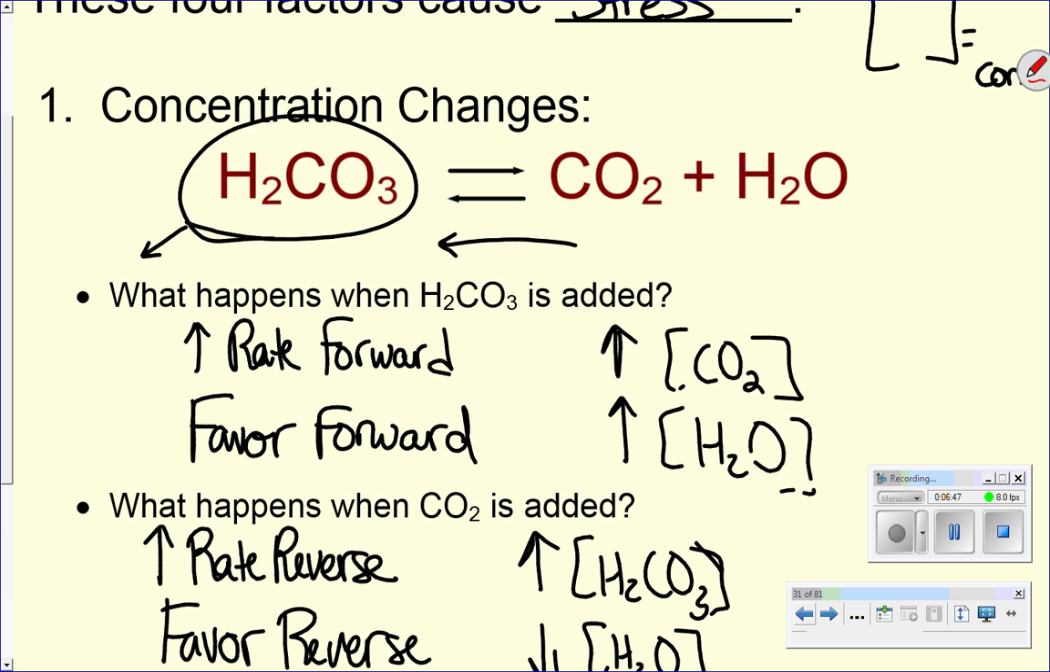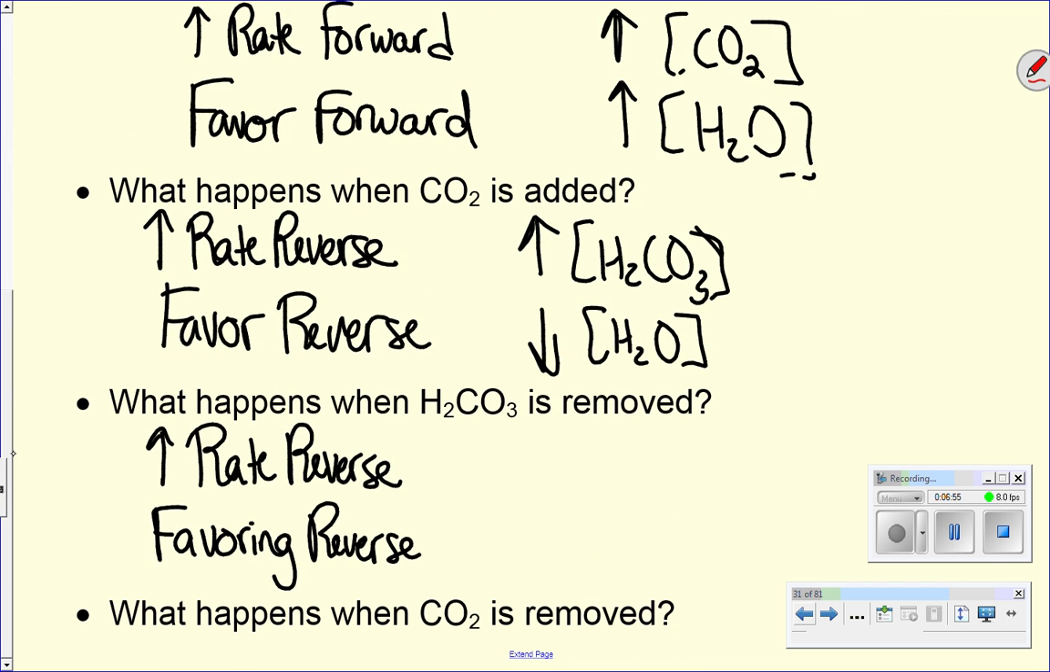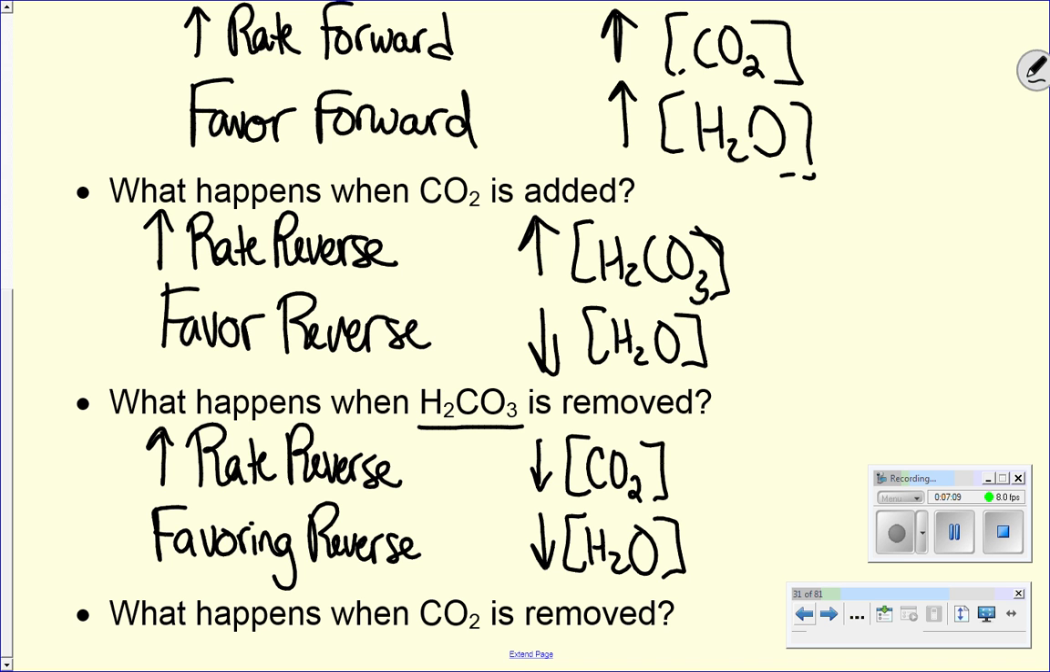While the system's trying to replace it, CO2 and H2O keep reacting and turning into that. However, I'm not replacing them. I'm not doing anything to help those guys. So again, I'm not going to worry about talking about the H2CO3 since that's what I changed, but I am going to have a decrease in my concentration of CO2, and a decrease in my concentration of H2O, as they react to try to replace what we're removing from the vessel.